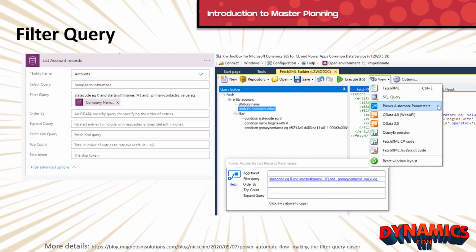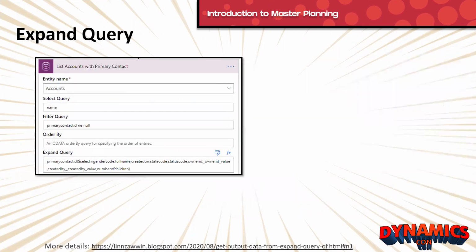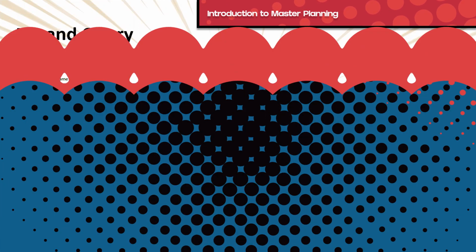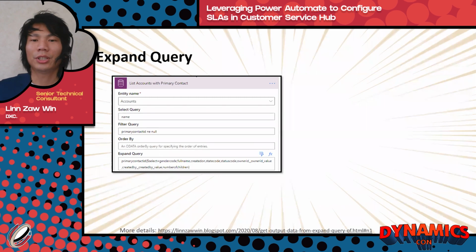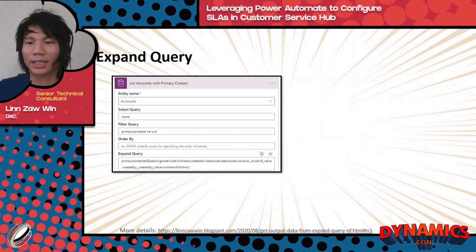And one of the parameters available in this tool is the expand query. By using this expand query, we can get the related data from the related entity. Traditionally, without using the expand query, we'll have to trigger another Get a record action to get the related entity.